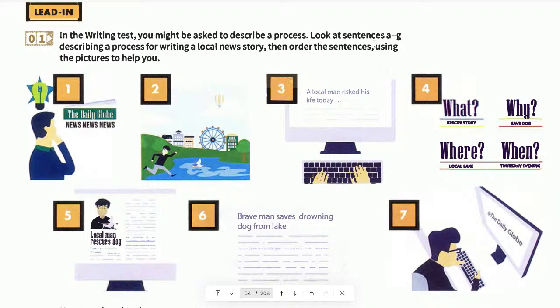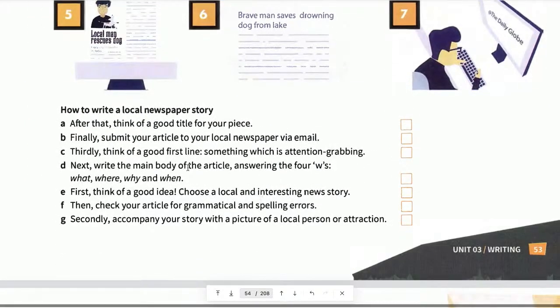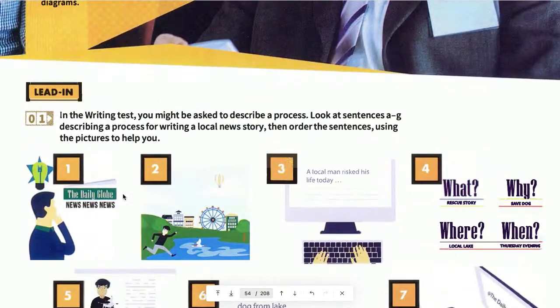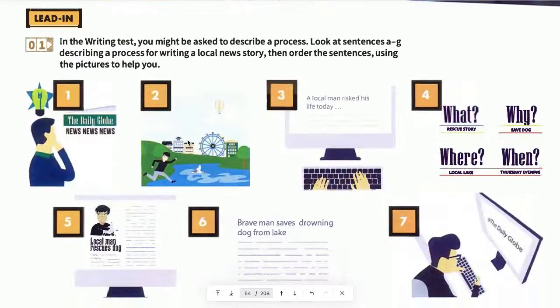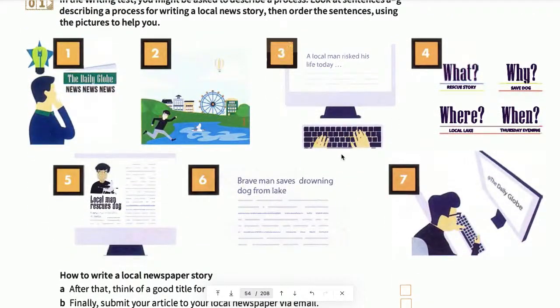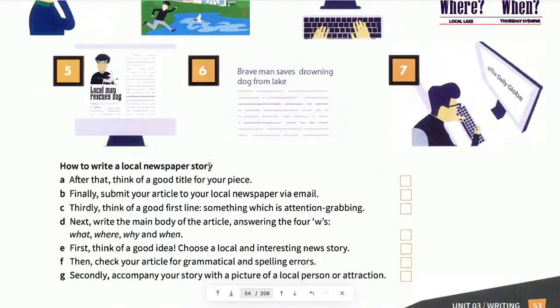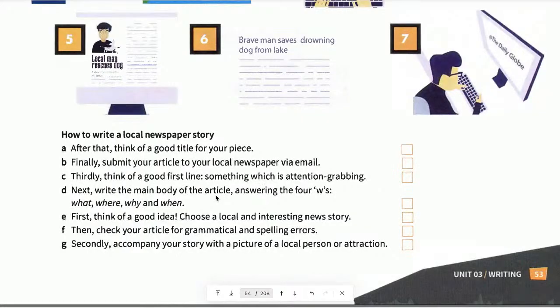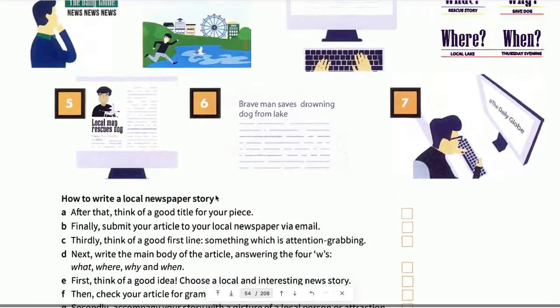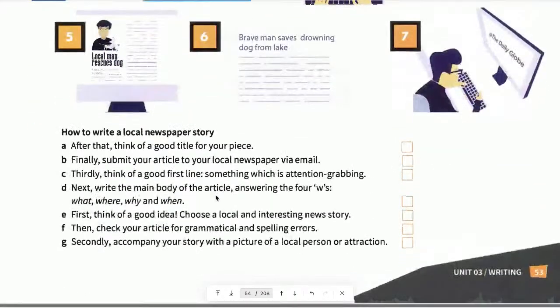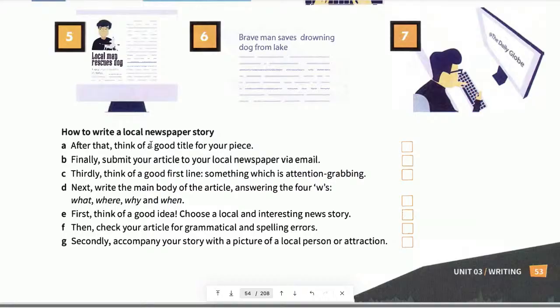Look at sentences A to G. So we have A to G here. Describing a process for writing a local news story. Then order the sentences using the pictures to help you. Okay, you can have a look at all the pictures here and then you can order all of the sentences from A to G. So based on the pictures, it's not hard at all, right? How to write a local newspaper story. Now, do it quickly.